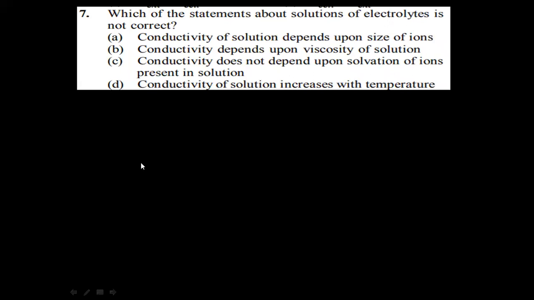Then question number 7. Which of the statements about solutions of electrolytes is not correct? Conductivity of solution depends upon the size of ions. So it's the correct statement. Conductivity depends upon the viscosity of the solution. Absolutely, this one is also a correct statement. Then, conductivity does not depend upon the solvation of ions present in the solution. So he has given the wrong statement, because conductivity depends upon the solvation of ions present in the solution. So let me consider its option C.